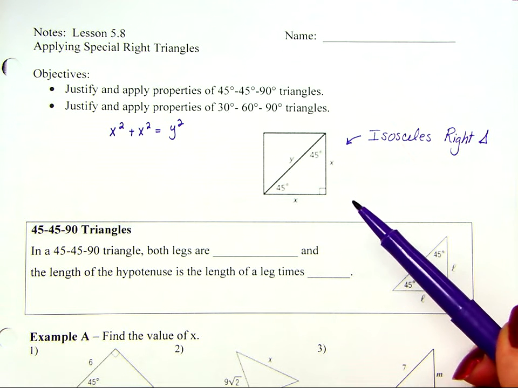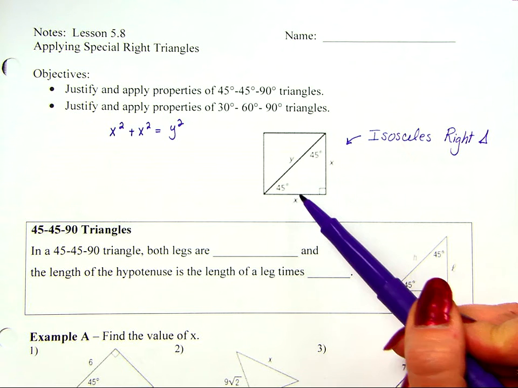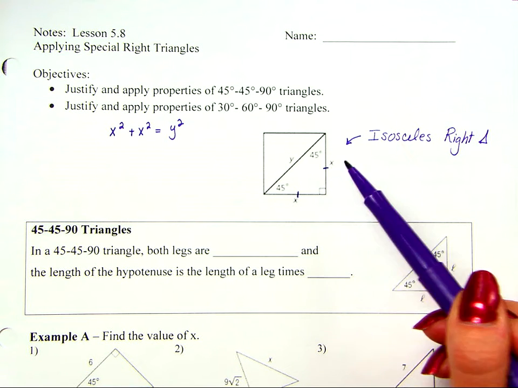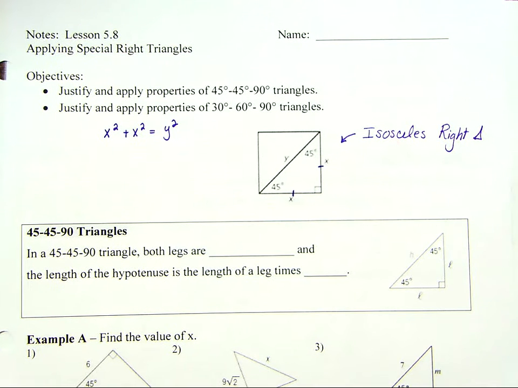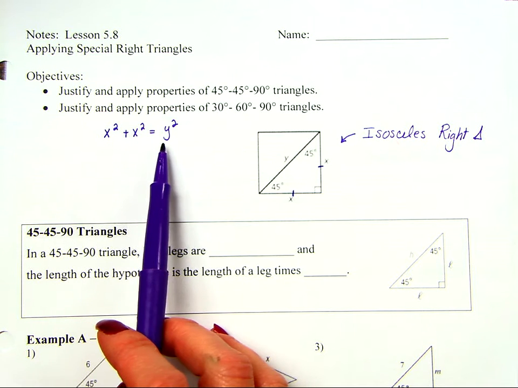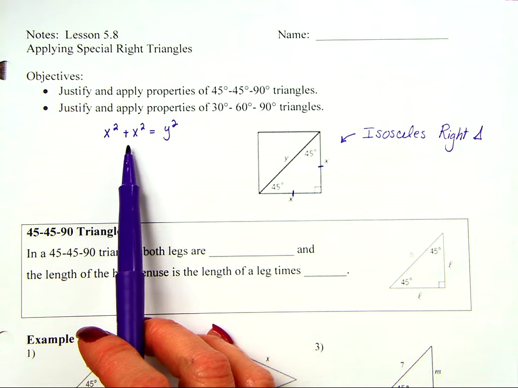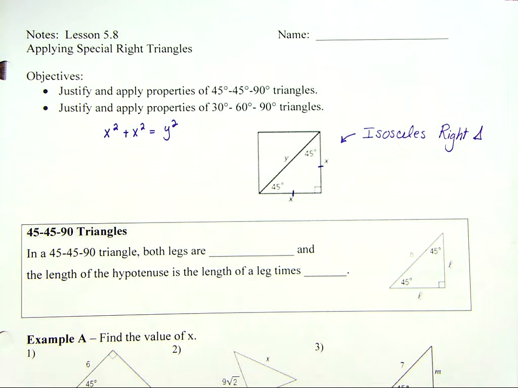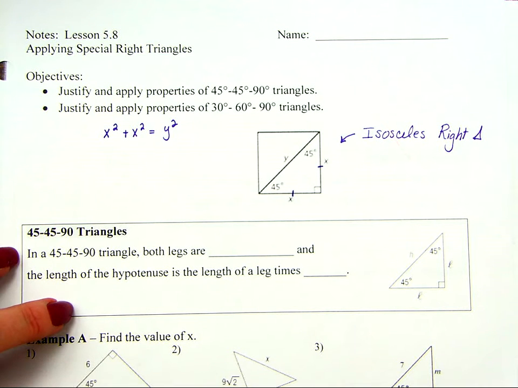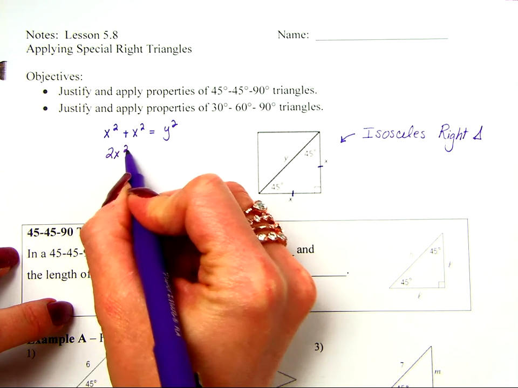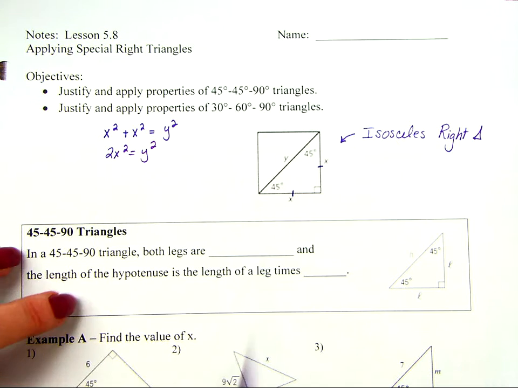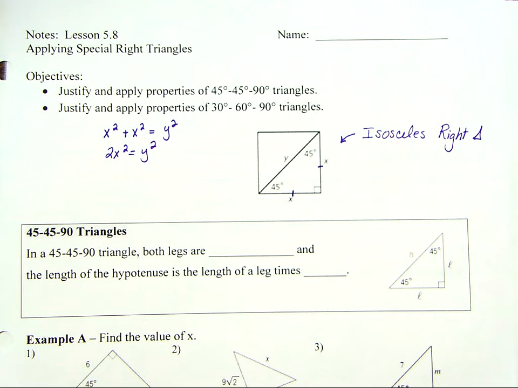Now they have our sides labeled as x. Here my two legs are congruent, and my hypotenuse is y. If we take a look at how x and y relate to each other, because it's a right triangle, we can put that into the Pythagorean theorem. x squared plus x squared equals y squared. I can simplify that by adding my x squareds together: 2x squared equals y squared.